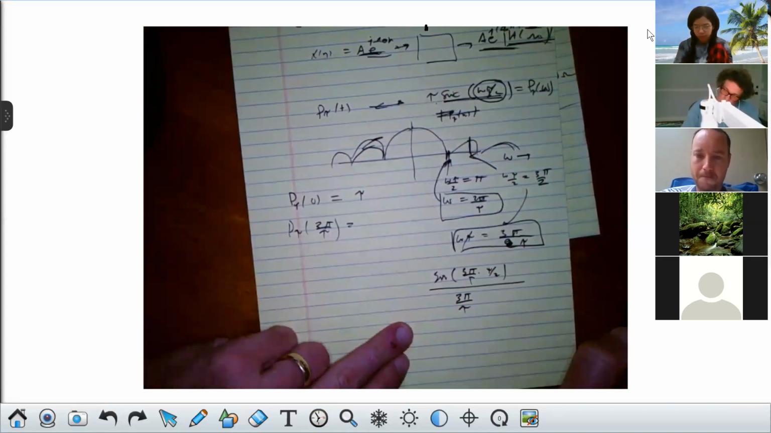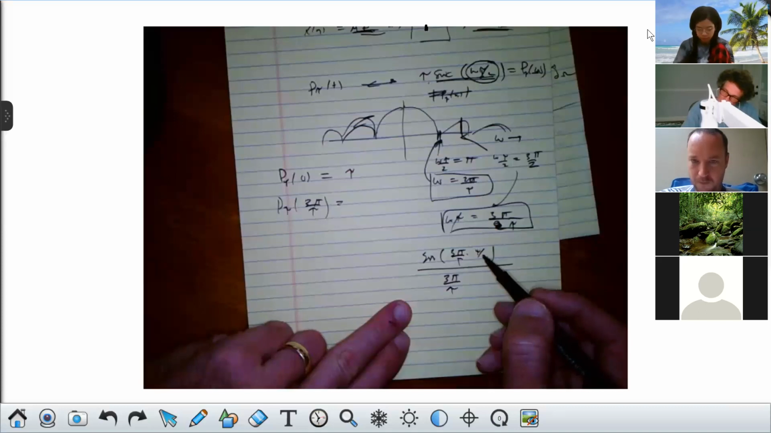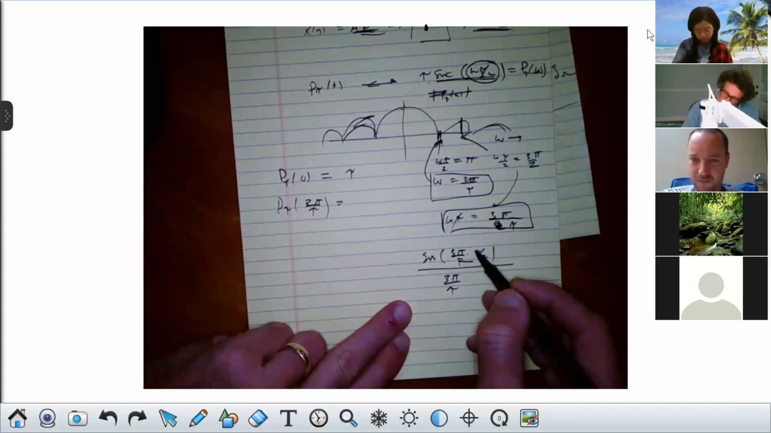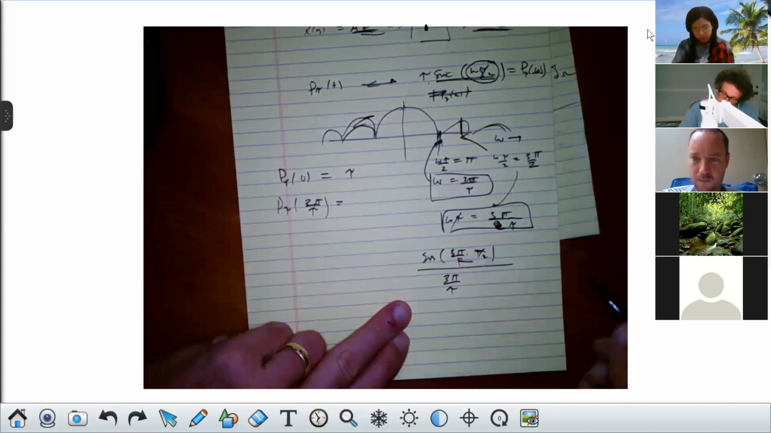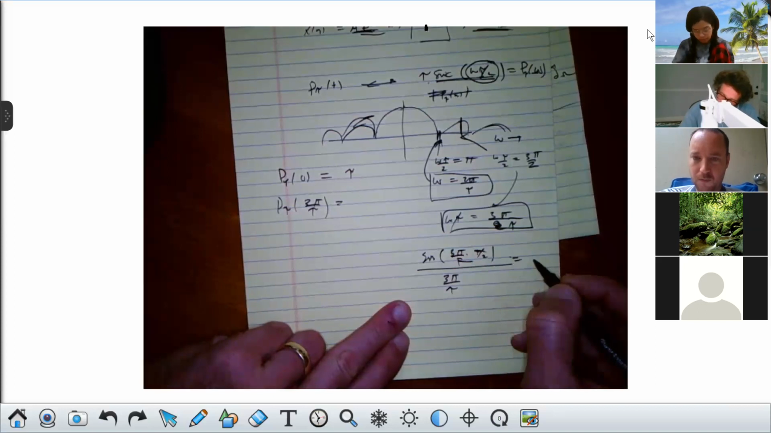Right. All right, now look, what happens here? Take a look. You see the tau cancels there, and I get sine of 3 halves pi, which has a magnitude of 1. It's actually minus 1. So this is minus 1.